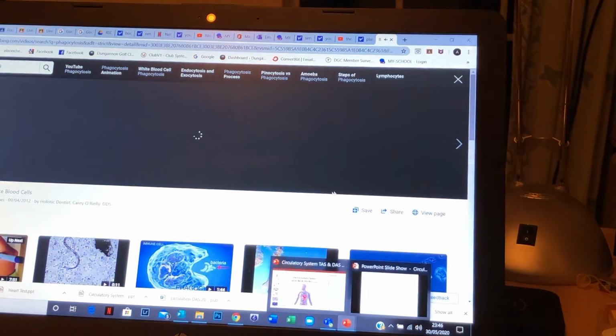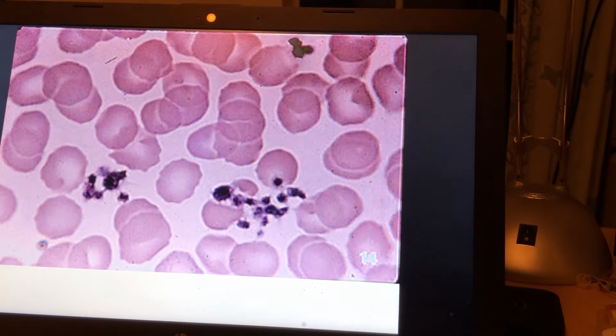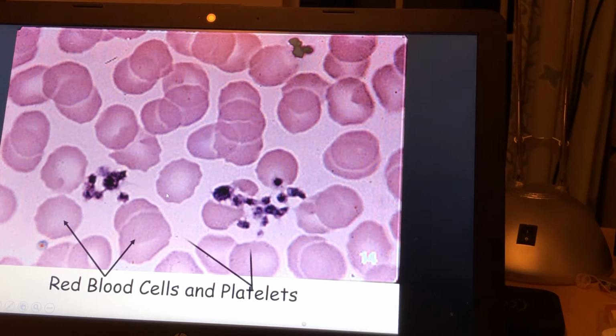Okay, now back to PowerPoint. So we've seen the red blood cells, the white blood cells. There are also fragments of cells called platelets. So these are platelets here. Platelets are really important if you damage a blood capillary, because platelets will start off the blood clotting process.